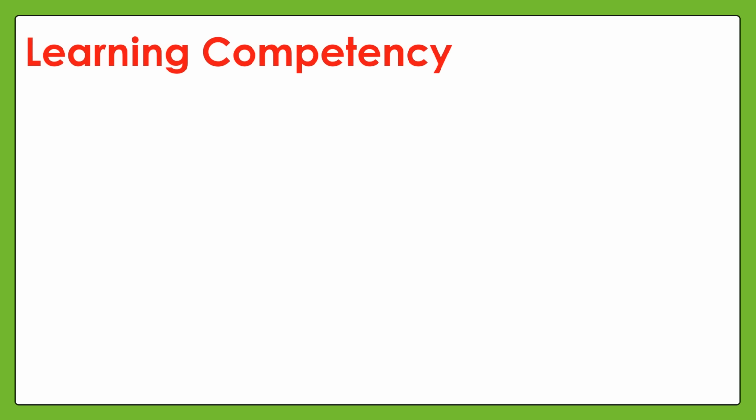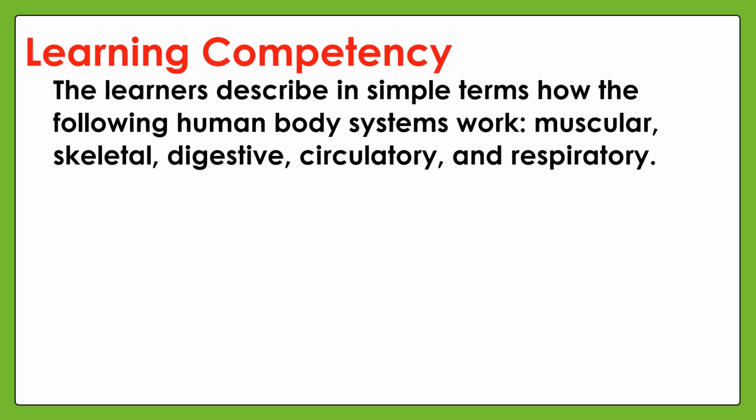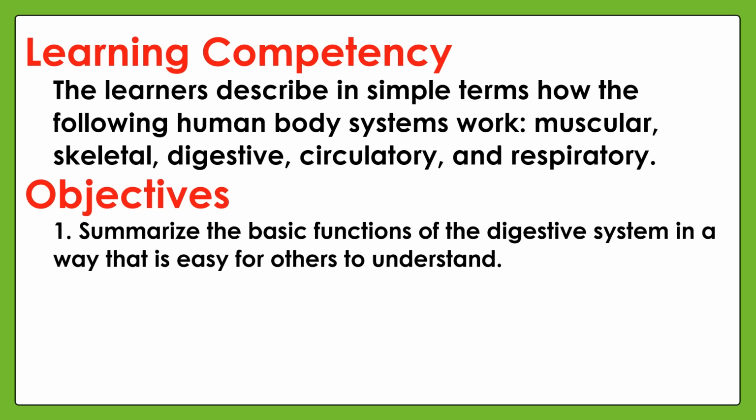For our learning competency, the learners describe in simple terms how the following human body systems work: muscular, skeletal, digestive, circulatory, and respiratory. Objectives: Number 1, summarize the basic functions of the digestive system in a way that is easy for others to understand.